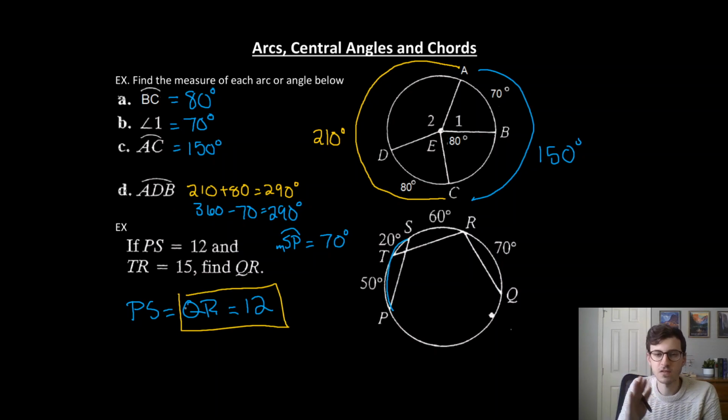Because we knew that PS and QR were equal to each other, they had equal angle measures, so those chords must be congruent.